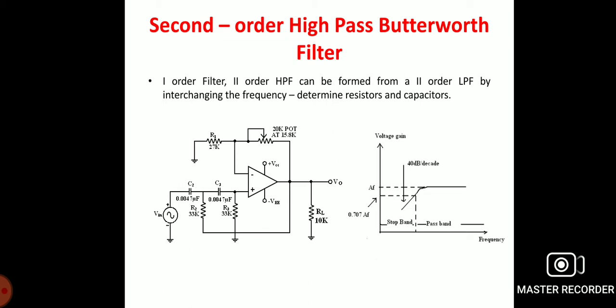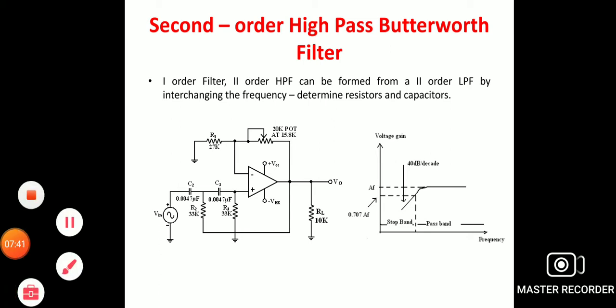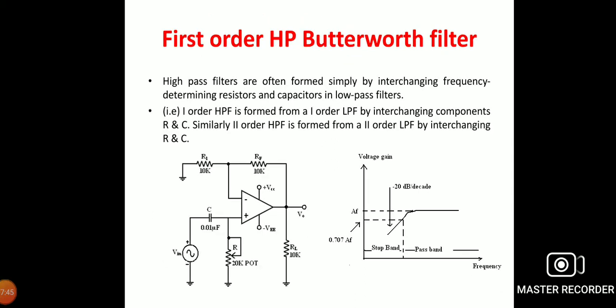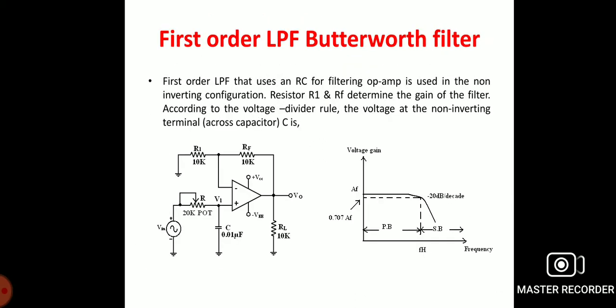So now the graphical representation of the voltage and the frequency. The voltage gain rolls off at minus 40 dB per decade. So this is a second order high pass Butterworth filter. Now once again I can repeat the topic of the first order low pass Butterworth filter.